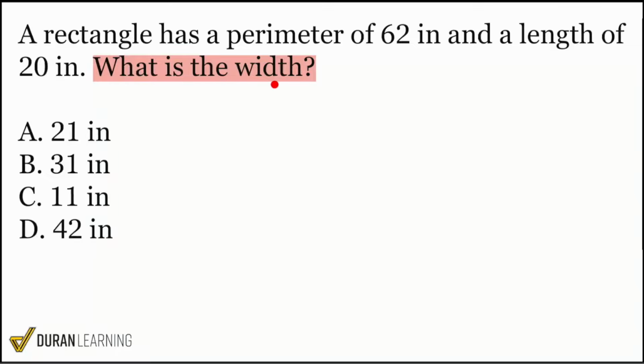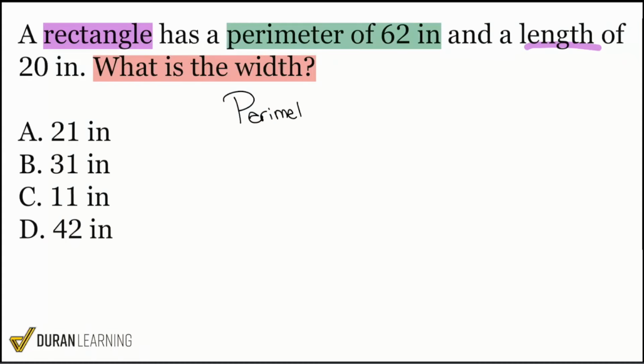I want the width, and we're dealing with a rectangle that has a perimeter of 62 inches and a length of 20. What is the width? Okay, so here's what I know. I know that I'm dealing with a rectangle. I know I have perimeter, and then I have one of the dimensions, the length. So I'm already set in stone. My mind is made up. I know that we are dealing with the perimeter of a rectangle.